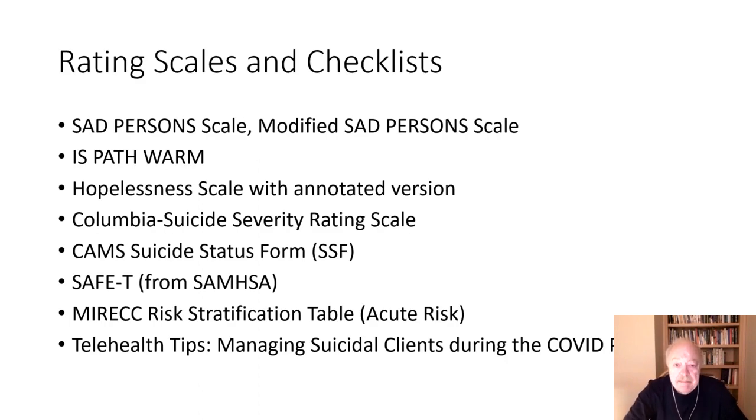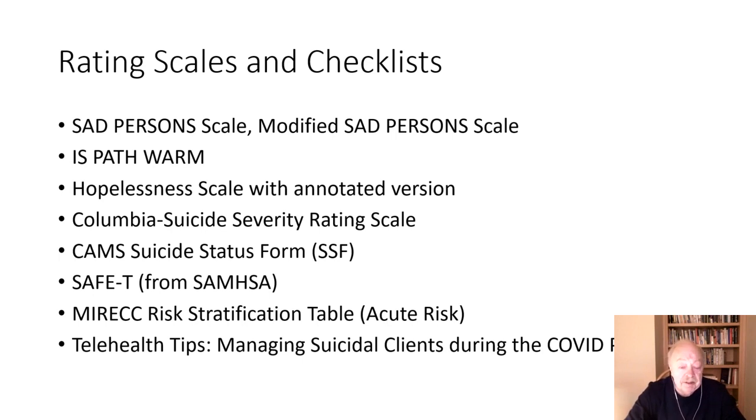So there are many, many rating scales and checklists. I've just chosen a few to give you a flavor of what is available out there. And here's the list we're going to be talking about in this video, a little bit about each one. The SAD PERSONS Scale, which was developed back in the 80s and then later modified into a different version. And a checklist called IS-PATH-WARM that was developed by the group that I've been a part of, the American Association of Suicidology, to focus not just on suicide risk in general, but on imminent suicide.